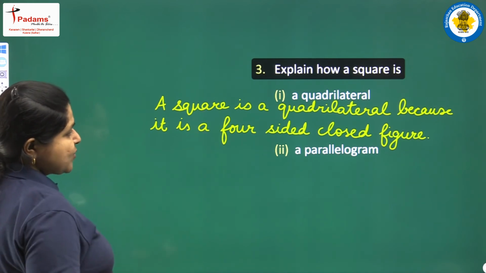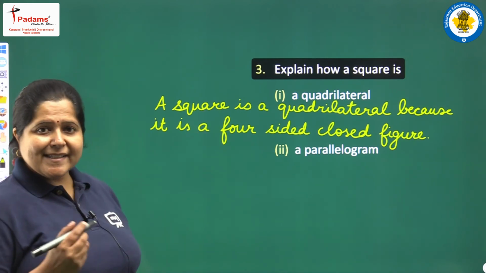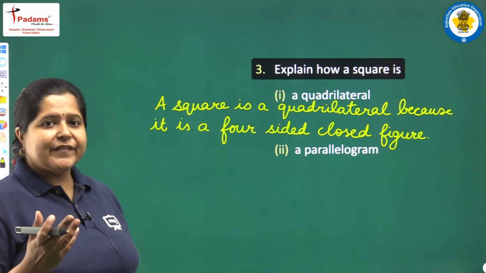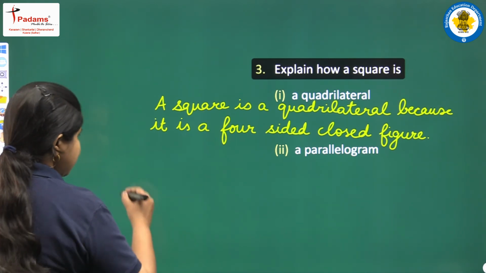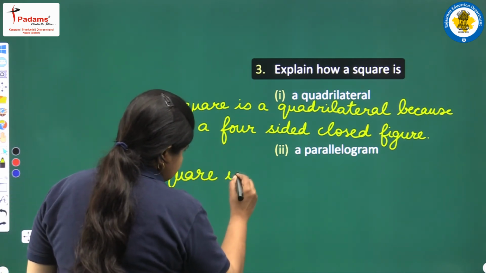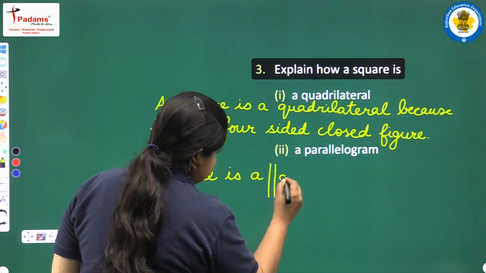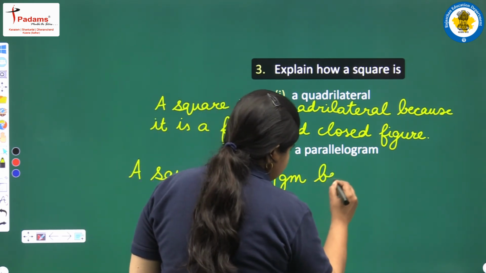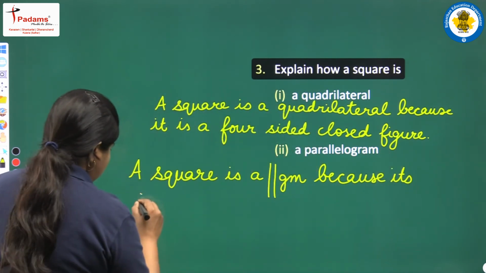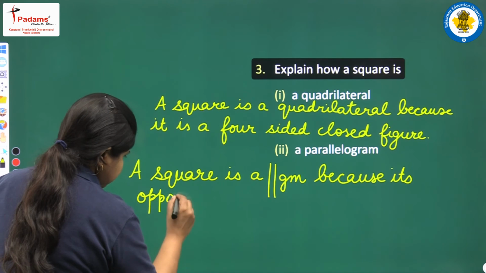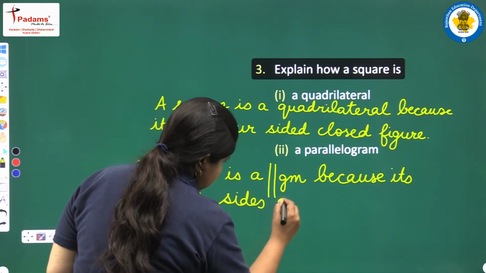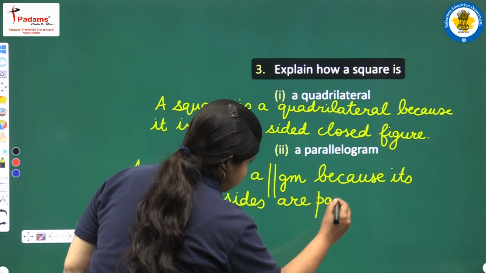Then how is a square a parallelogram? It is a parallelogram because its opposite sides are parallel, and this is the definition of a parallelogram. So we can say a square is a parallelogram because its opposite sides are parallel.